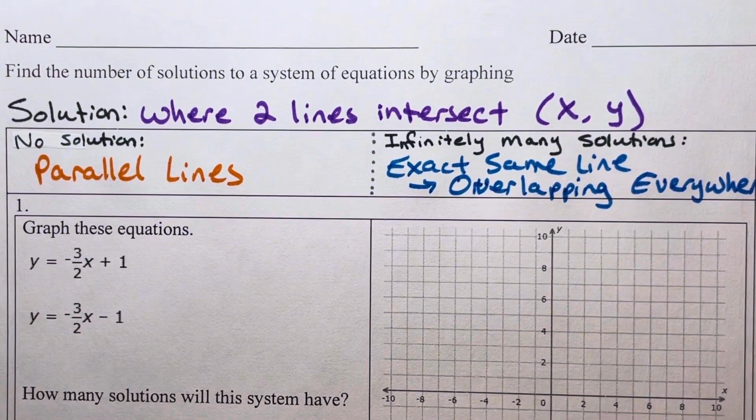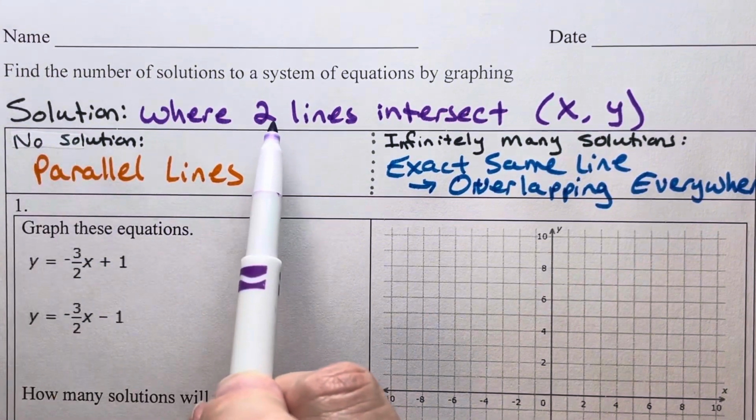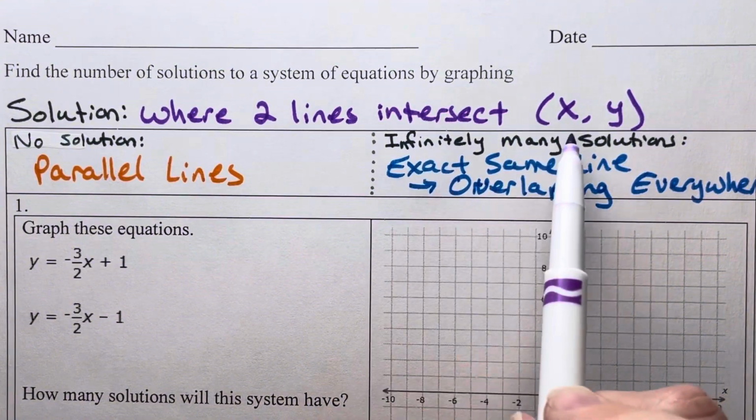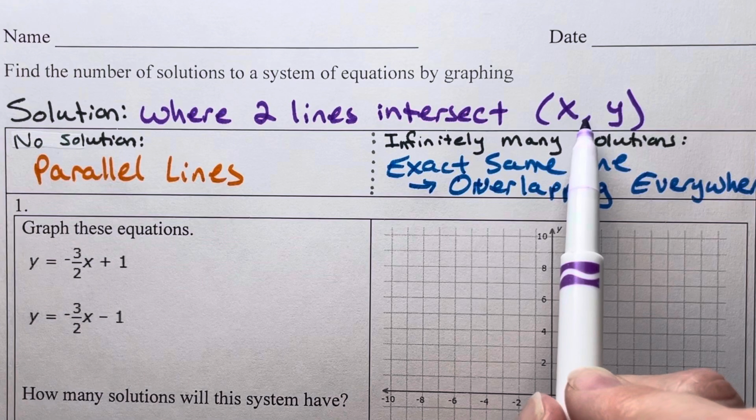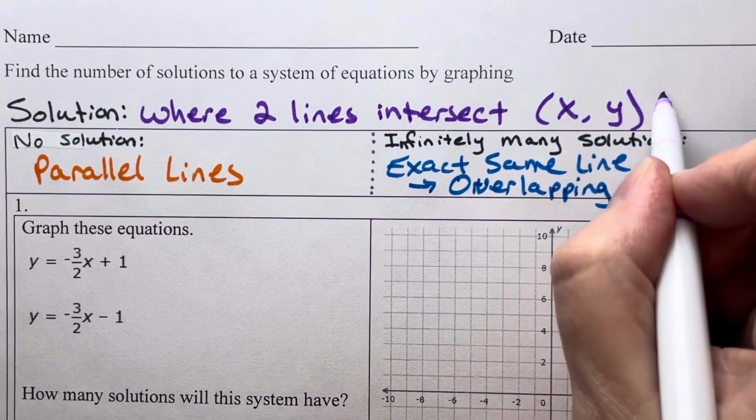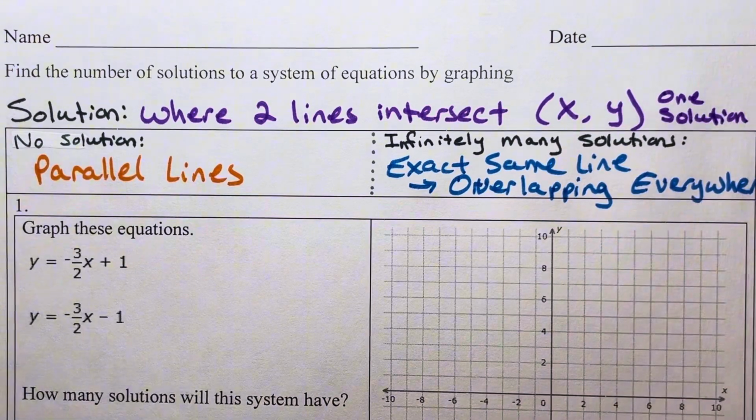Now, if your system of equations does have a specific solution, because the two lines do intersect at one point, that means that there will be only one solution. Here we go.